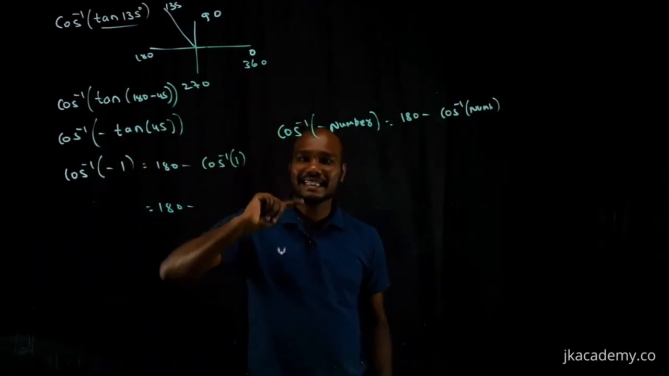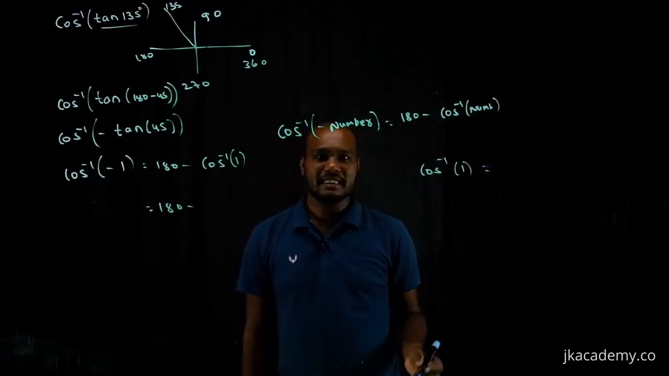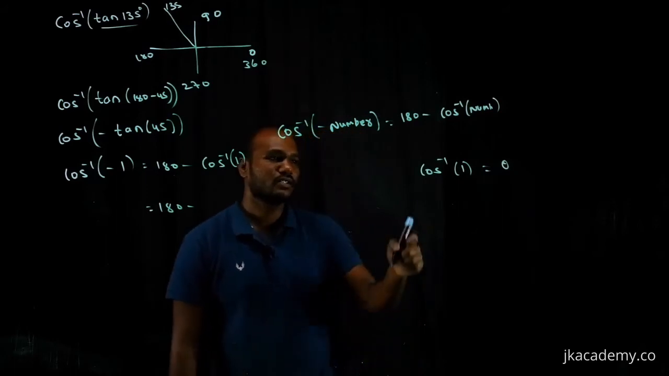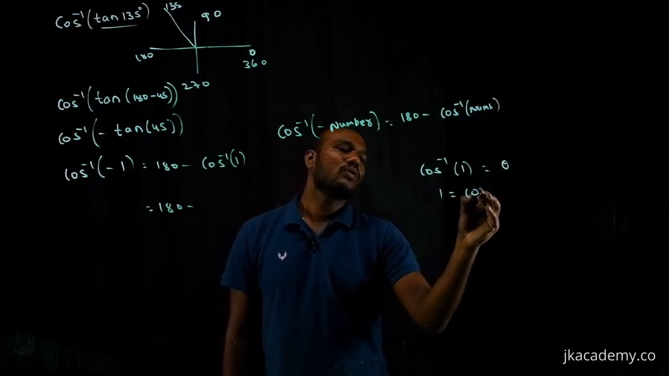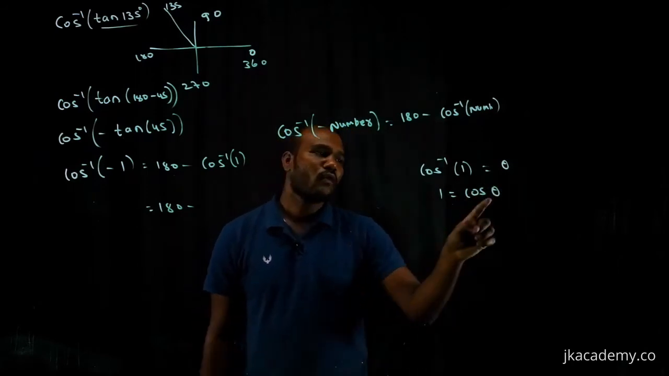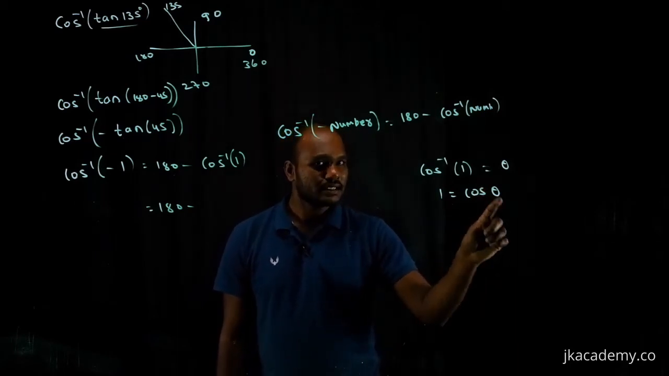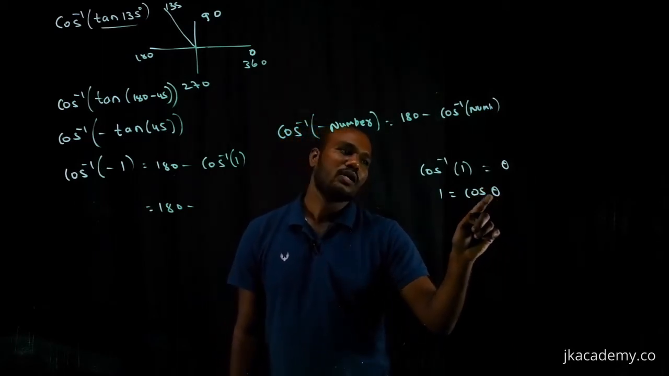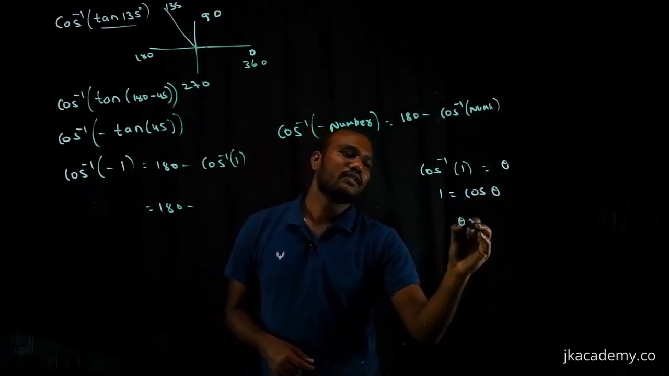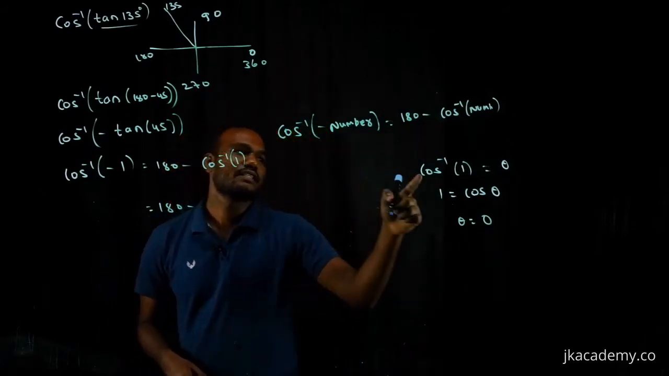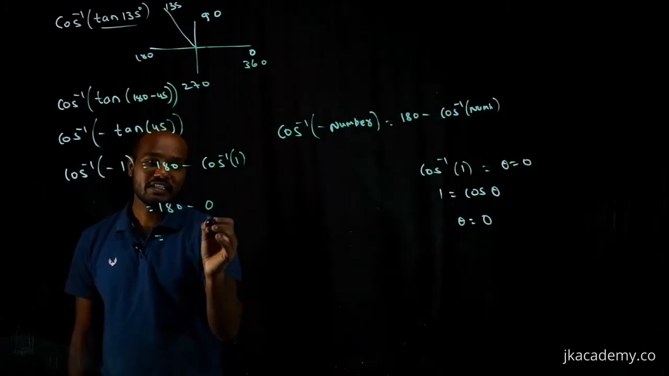When will cos theta become 1? See here, cos inverse of 1, let's consider it as theta. We will take this cos inverse to the other side. So 1 is equal to cos theta. Now we have to think, for what theta do we get the answer as 1? Is it 0, 30, 60, 90 or what? If you substitute 0, cos 0 is 1. So the theta value should be equal to 0, right? So I can write cos inverse of 1 as 0. So 180 minus 0 is what?